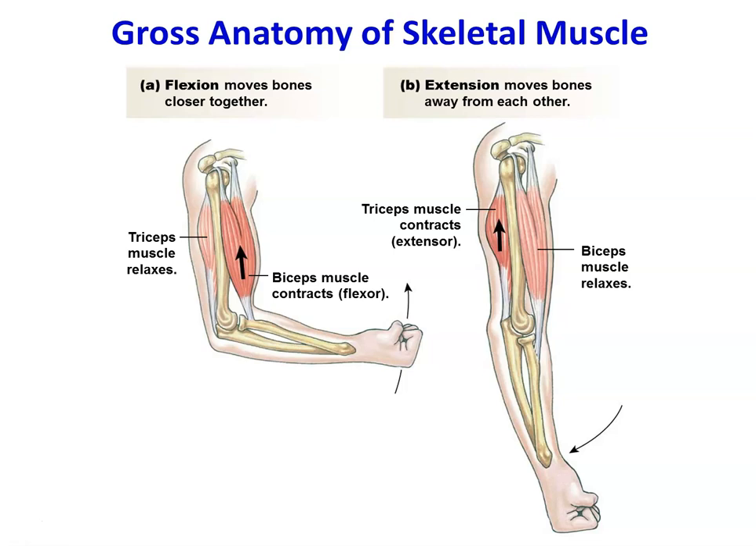So movement is initiated from the CNS. So it needs to receive an electrical impulse in order for contraction to happen. And then the flip side of that is that relaxation occurs in the absence of an electrical signal from the CNS.